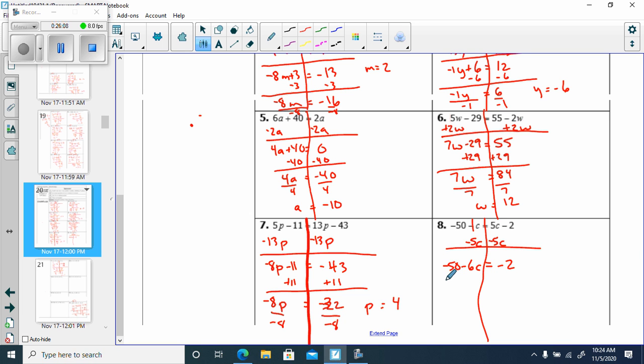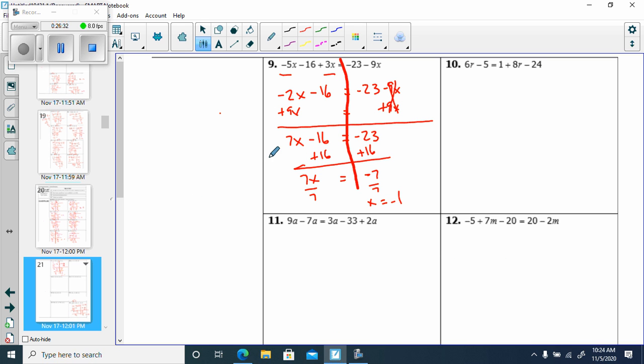I'm going to add 50 to both sides. And I have negative 6c is equal to 48. Let's divide both sides by negative 6. And c is equal to, let's see, that'd be negative 8. And then on the back side of that sheet, number 9.